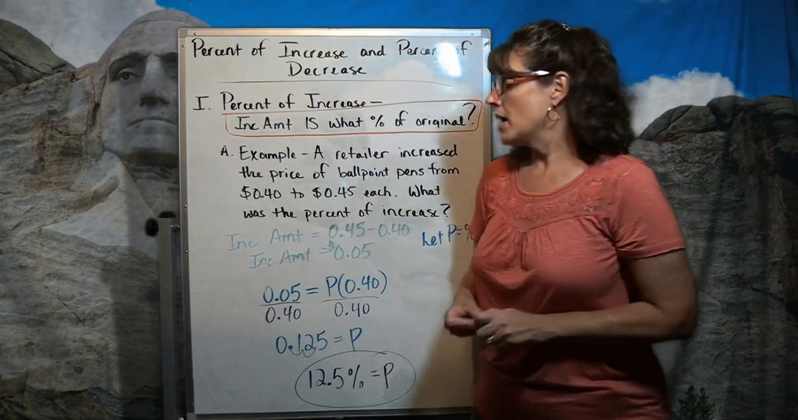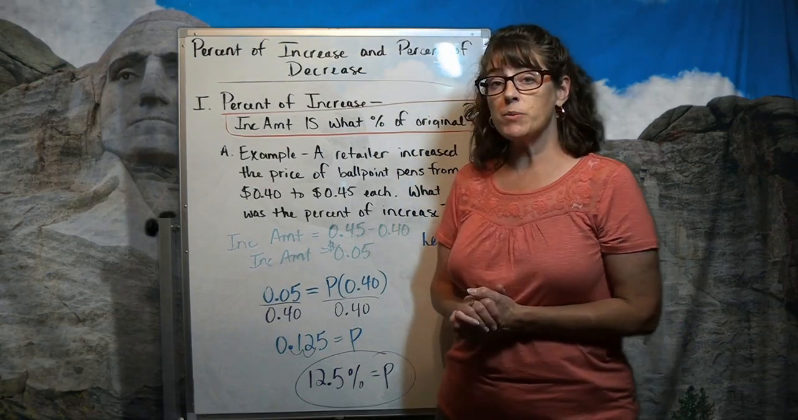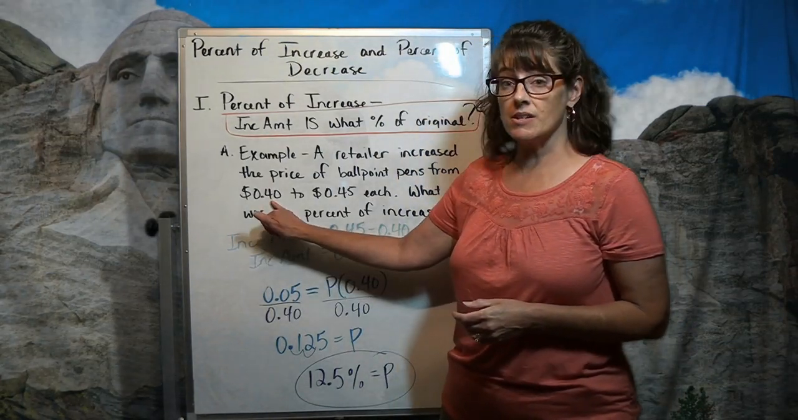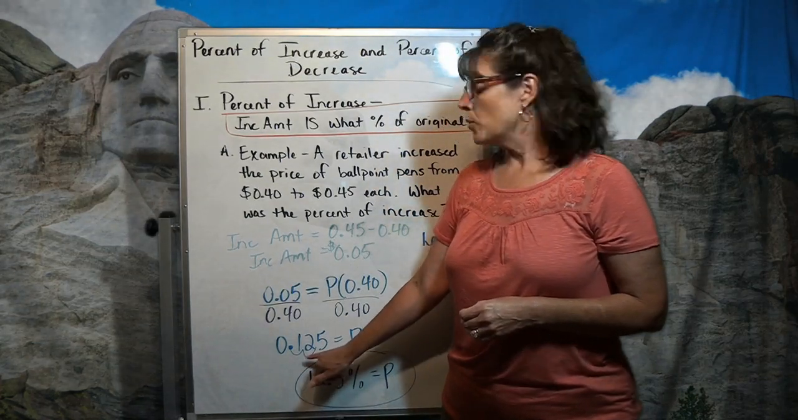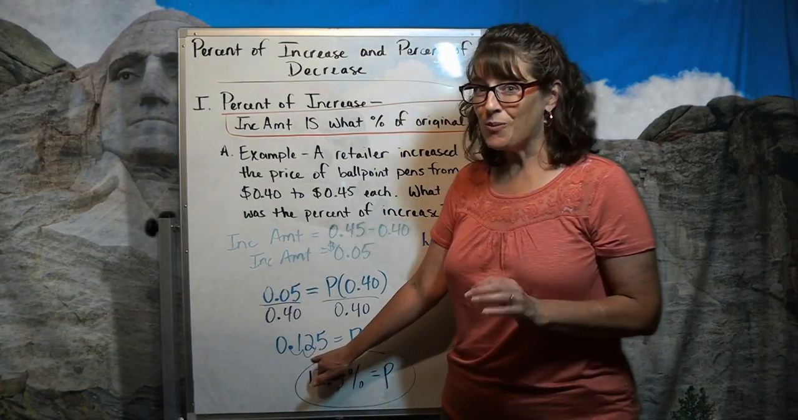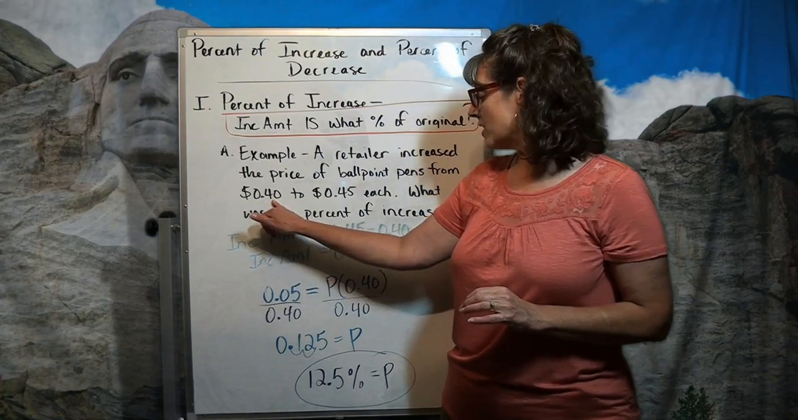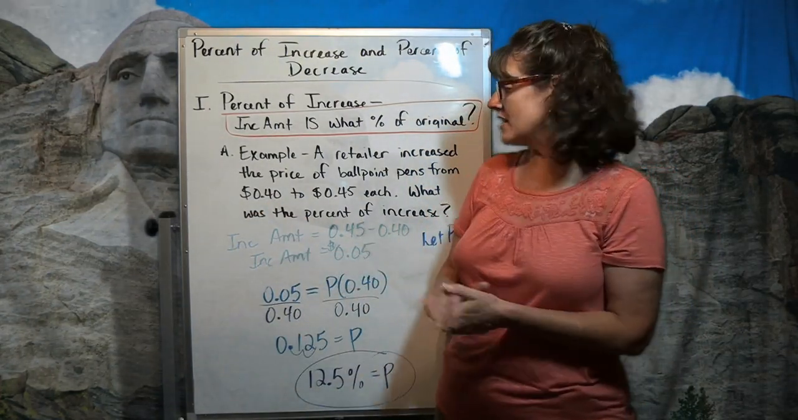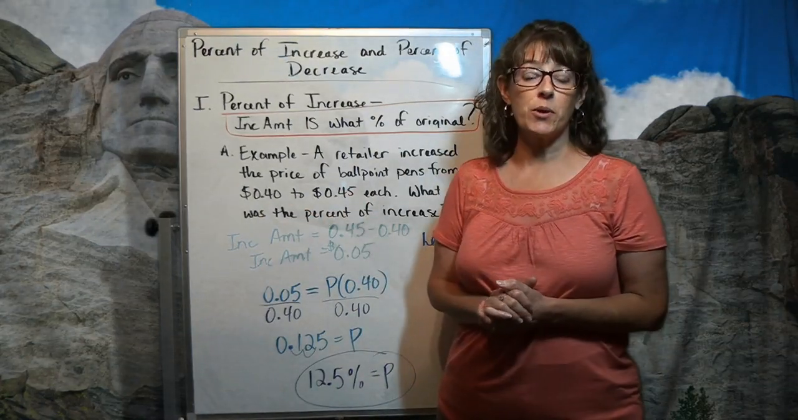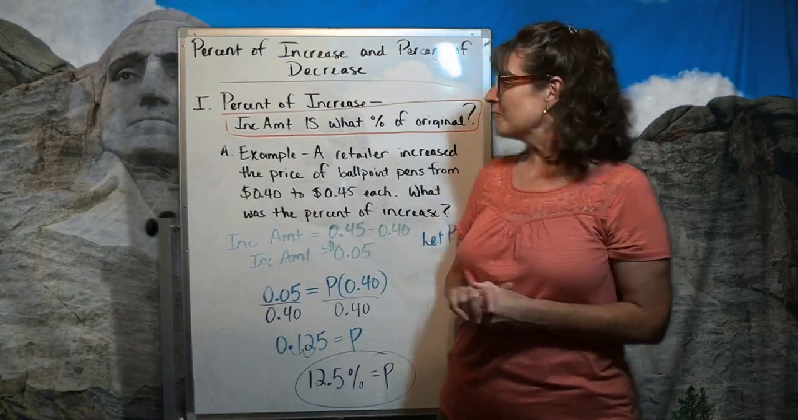In other words, if we would take this 12.5% and multiply it to 40 cents, in order to do that, you need to convert it to 0.125. When you multiply 0.125 to 40 cents, you will get 5 cents. And when you add that 5 cents to your 40 cents, that's what gives you the 45 cent new price.